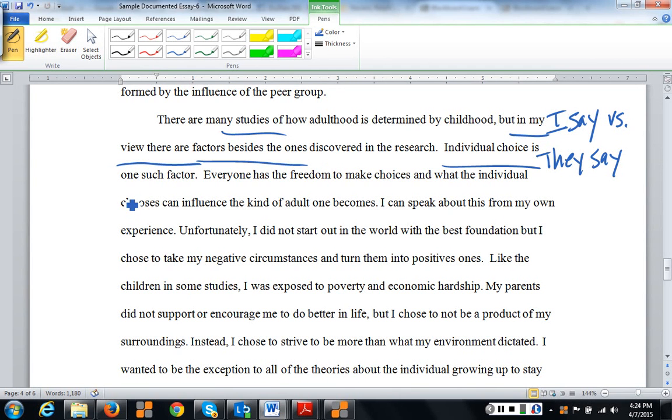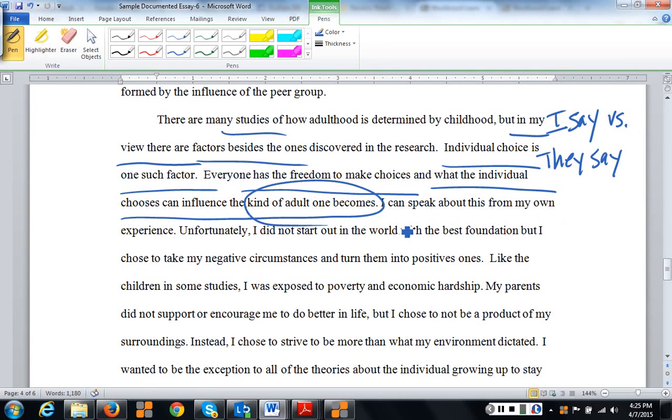Individual choice is one such factor. Everyone has the freedom to make choices, and what the individual chooses can influence the kind of adult one becomes. Okay, so we're still talking about influences in childhood, and how those influences determine the kind of adult one is, but here we're adding another idea. Individual choice, not just parents, not just peers, right?